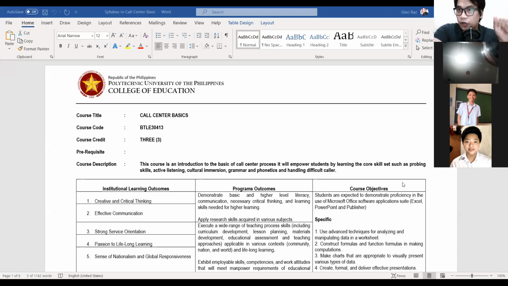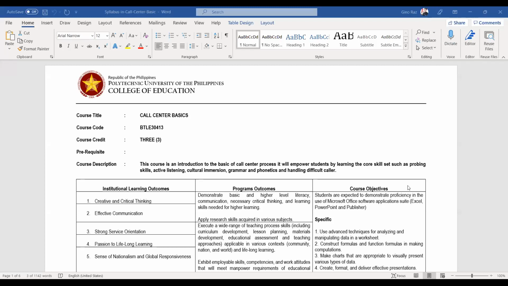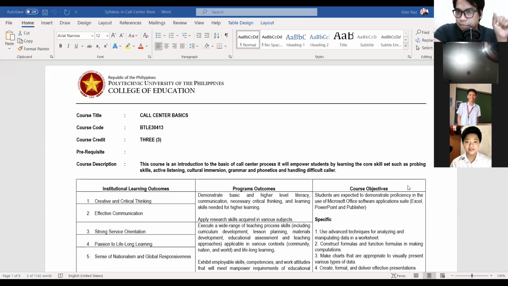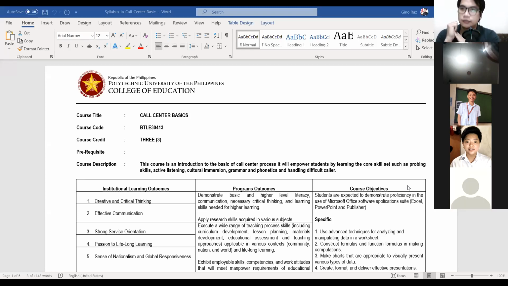So ang gagawin natin ngayon is inductive, specific to general. Paparinig ko muna sa inyo yung specific, then proceed to the general o kung paano napunta doon. Nai-gets ba, class? Yung difference between inductive and deductive approach? Yes po, sir. Okay. Yes, sir. Yes po, sir. Okay, good.